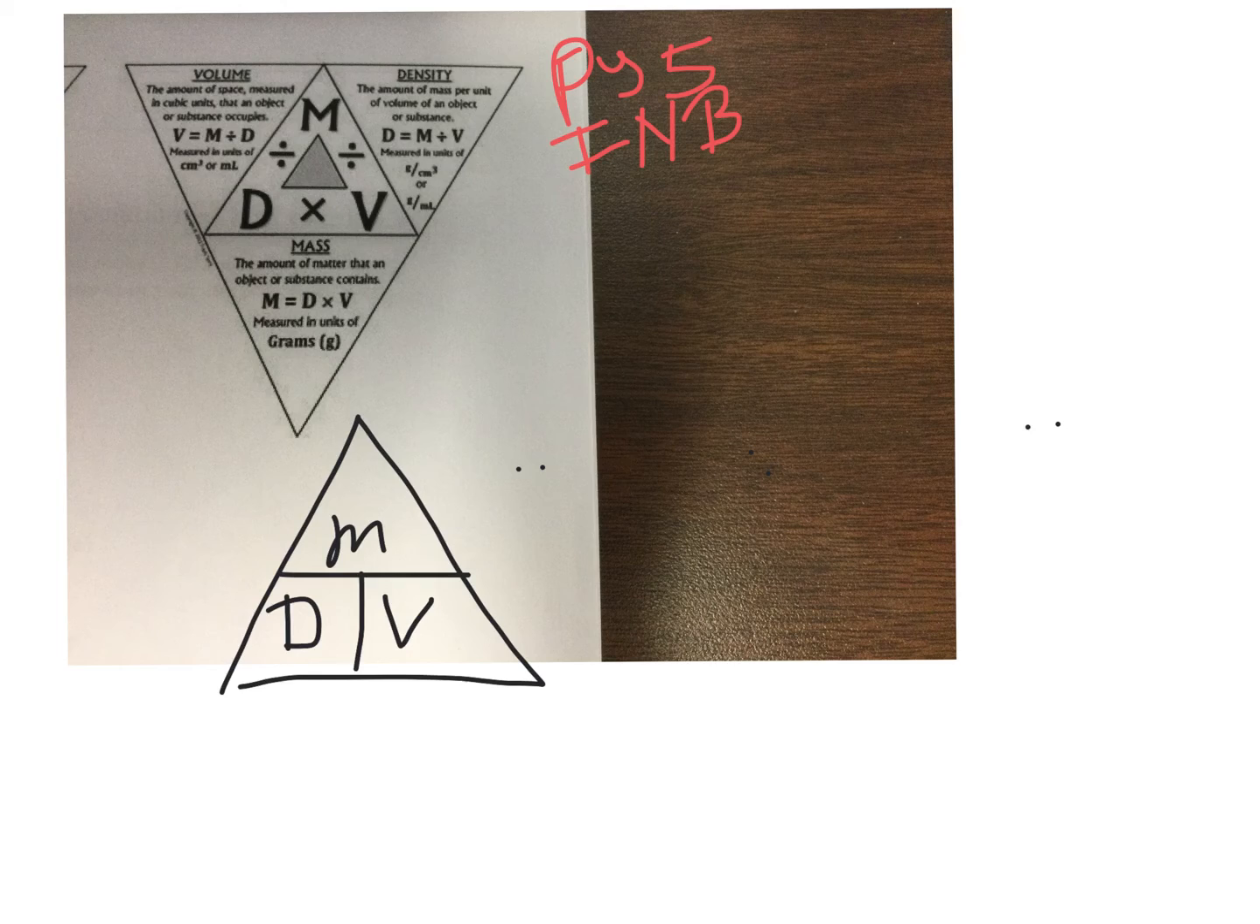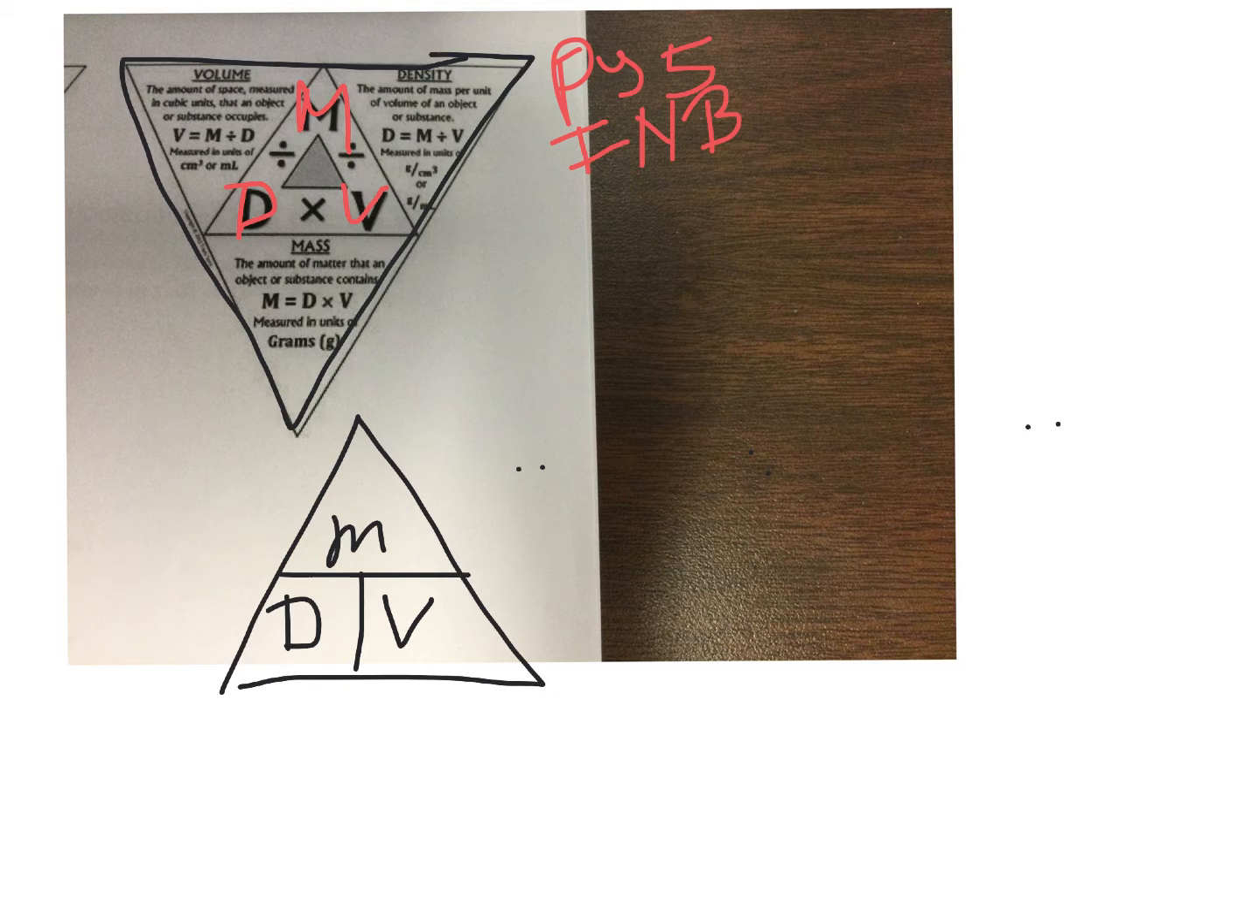This little triangle is going to be on page 5 of your I&B notebook, okay? So your whole objective today is to make sure that you can calculate no matter what they're looking for, whether they're looking for mass, density, or volume. Okay, so pick one of the squares, any one of those squares, whichever one you want, from the top.